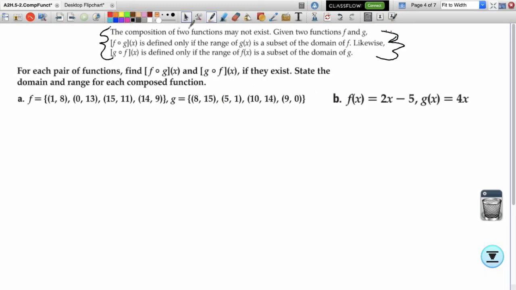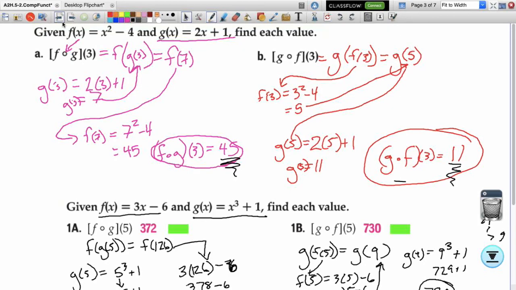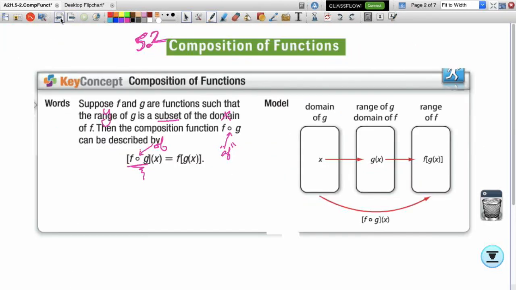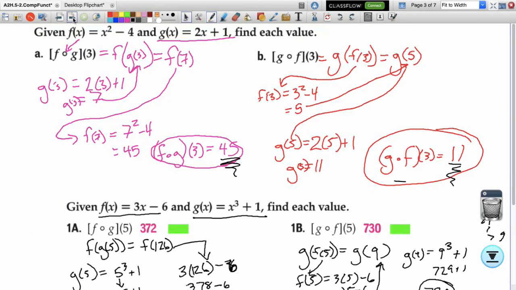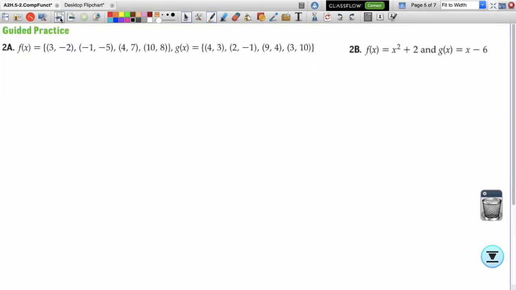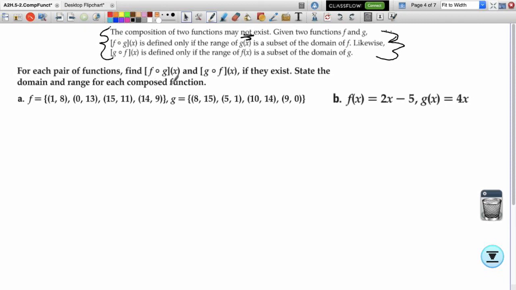So the composition of two functions may not exist, okay? So if we look back at our definition, oops, maybe we won't be able to look at it, okay? The range has to be in the domain of our f. So the outcome of g, its y values, okay? The outcome has to be in a subset of the x values for our f. So that's going to be what changes things here, okay? It's not going to be able to be a composition of functions unless that's actually true.